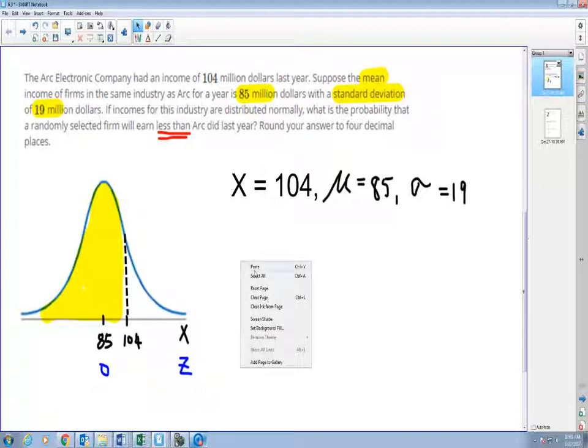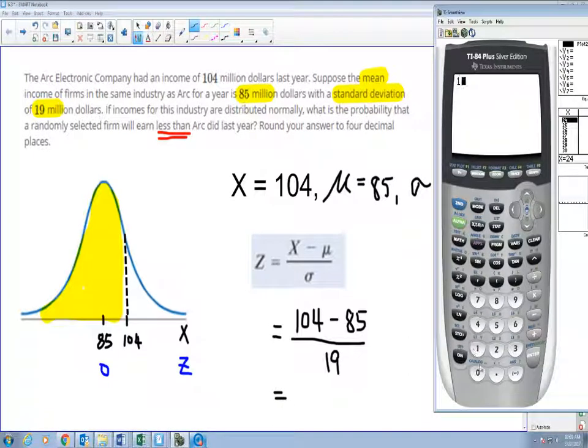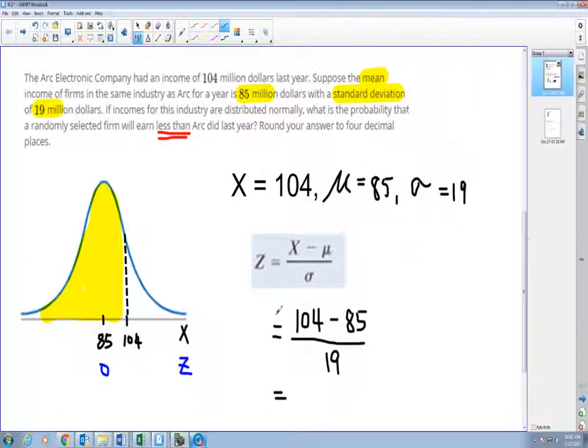Let's convert into our z-score. My z-score is going to be my 104 minus my mean, divided by the standard deviation. I'm trying to see that 104 million in terms of standard deviations, how far away it is from the mean. So 104 minus 85 first, before I divide by 19. This is exactly 1. That means the 104 is only one standard deviation to the right of the mean.